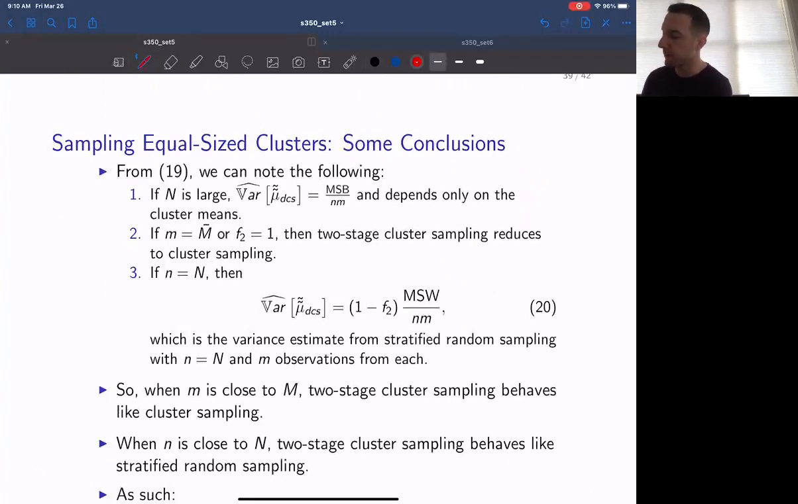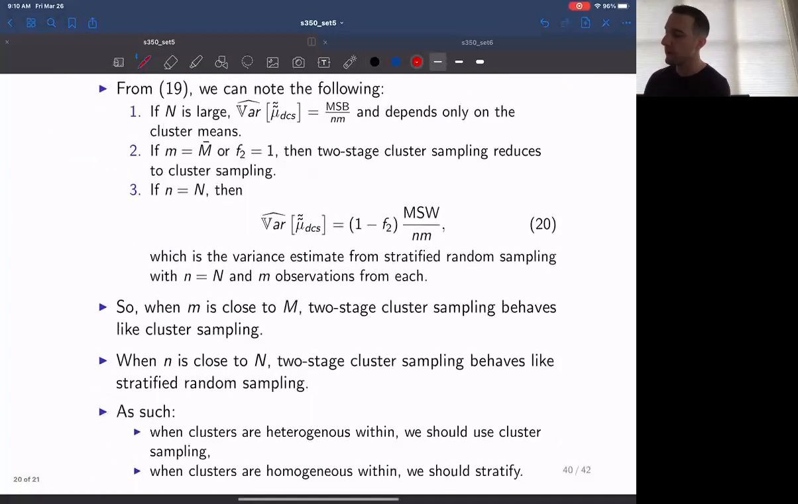If little n is equal to capital N, then we have the opposite effect. The variance of mu double tilde DCS is equal to 1 minus F2 multiplied by the mean squared within divided by n over m. And this is an approximation to the variance from stratified random sampling. So in general, when little m is close to capital M, so when the number of observations in each cluster is close to the true number of observations, two-stage cluster sampling behaves like cluster sampling. And when little n is close to capital N, so when the number of selected clusters is close to the true number of clusters, two-stage cluster sampling behaves like stratified random sampling.